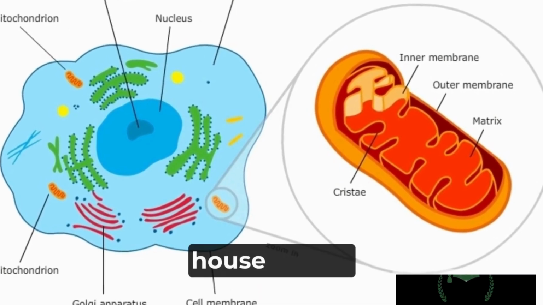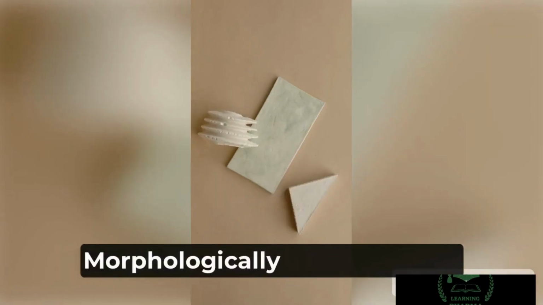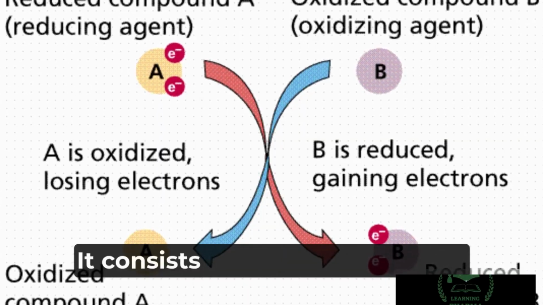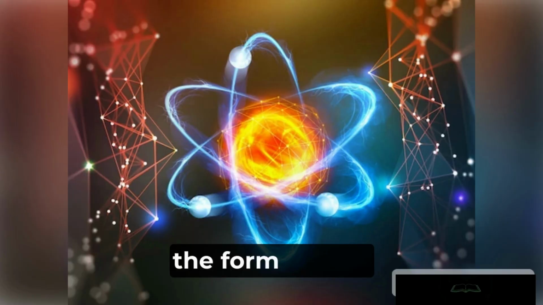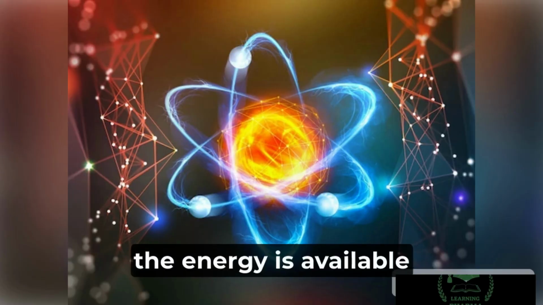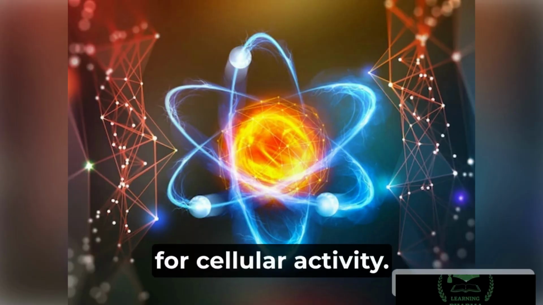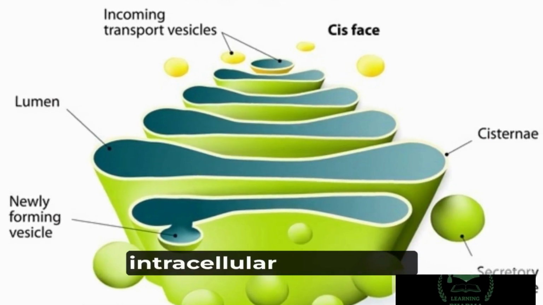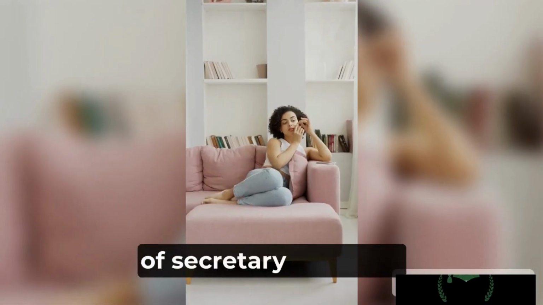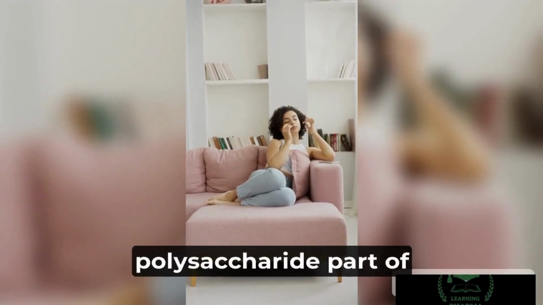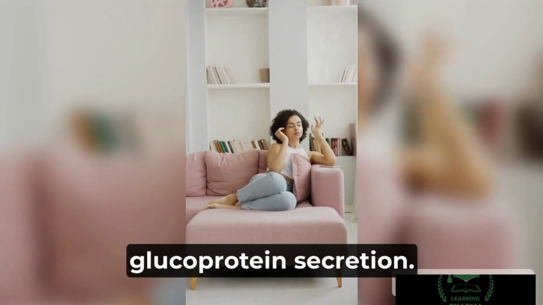Mitochondria is the energy house of the cell. Morphologically it appears like a filamentous structure or rod-shaped. It consists of oxidative enzymes which convert chemical energy of the nutrients into the form of ATP. The energy is available for cellular activity. Golgi bodies act as a sort of intracellular pump that regulates the movement of fluid in the cell and expulsion of secretory products, the polysaccharide part of glycoprotein secretion.